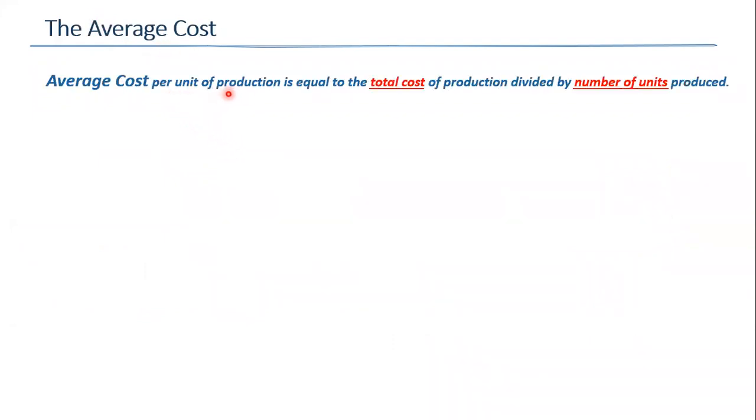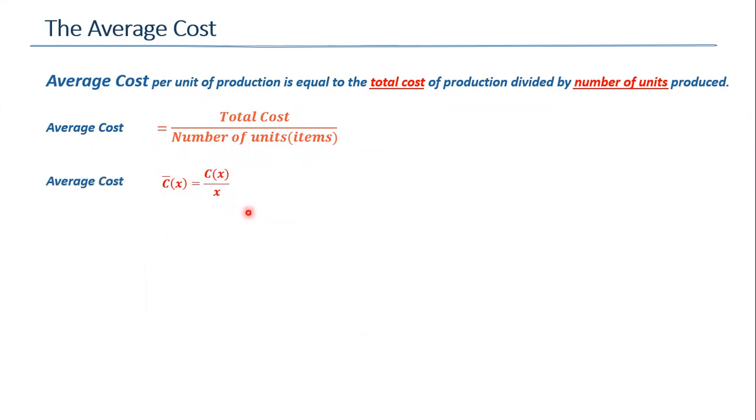What is the average cost? The average cost per unit of production is equal to the total cost of production divided by the number of units produced. So average cost equals total cost over number of items. Its symbol is C bar. C bar equals C of x over x. C bar means average cost. This is the formula.